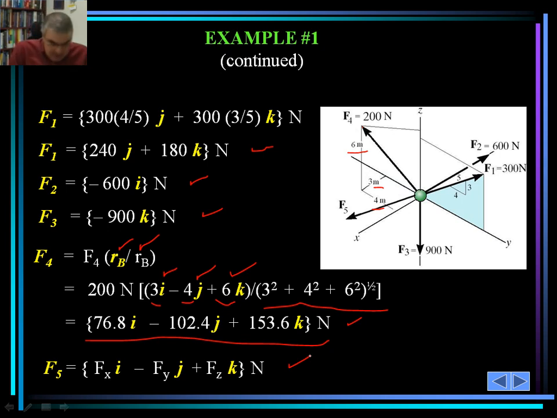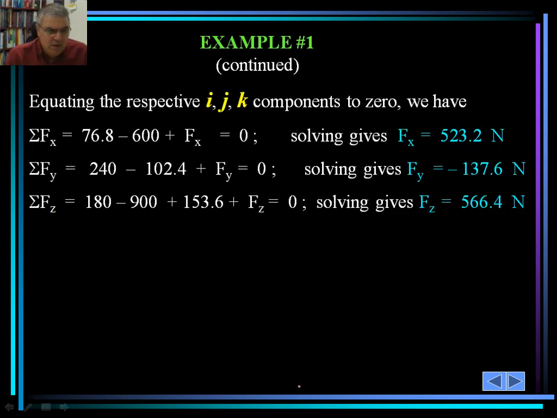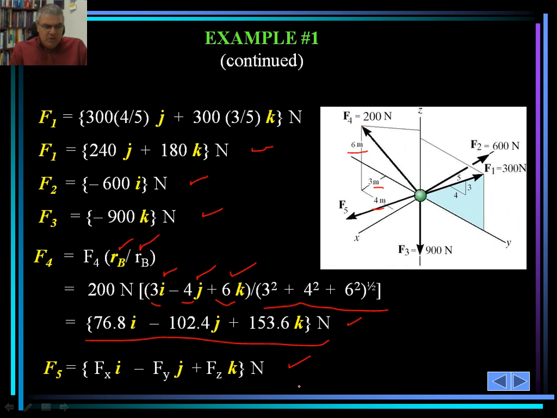That is for the unknown force. The direction of it is shown. We just need to follow the correct sign convention. It's in the positive x direction, it's in the negative y direction, and it's in the positive z direction. As such, it is shown the way you see it down here. So what do we do from here? We take all the components with I, we take all the components with J, we take all the components with K, and we add them up and we set them to 0.